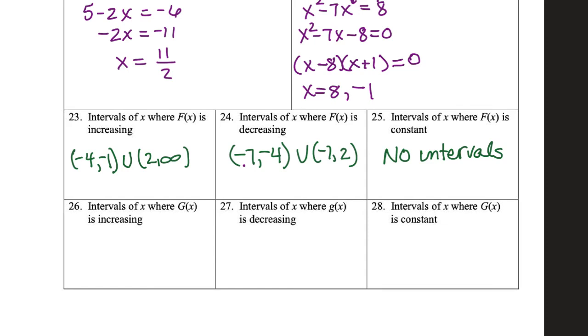Okay, and so same thing for g. Intervals where g of x is increasing. It looks like from negative infinity up to negative 5. And then intervals where g of x is decreasing, that's 2 to 10. And then intervals where g is constant, that's negative 5 all the way over to 2.